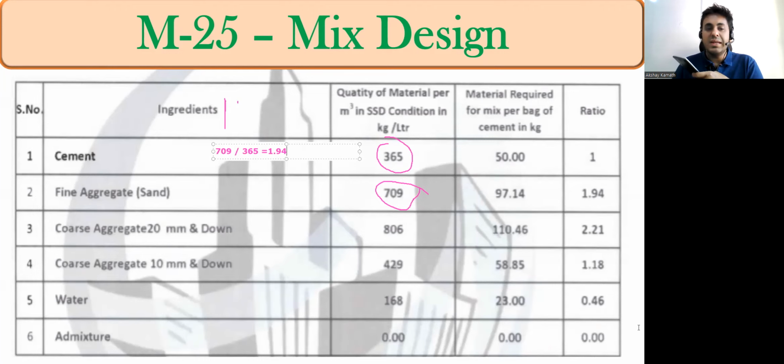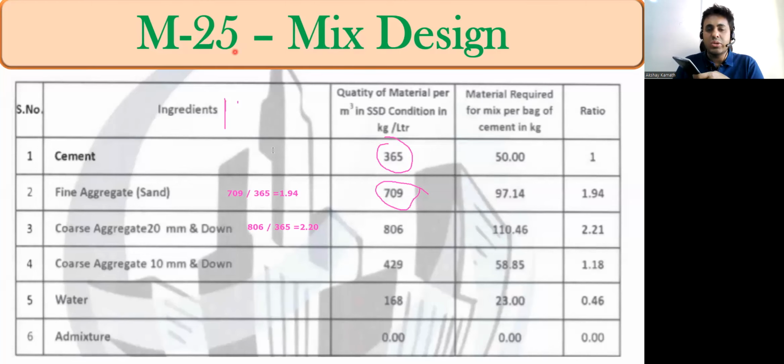Got it? Now similarly come for the next part. Next is coarse aggregate of 20 mm. Again, it is 806 here. They have given 806, so what I'm supposed to do is divide 806 by cement, 365. Try to do that. 806 divided by 365 will be 2.20. And you can see the same thing written on the right side also. They have written 2.21. I have written 2.20.